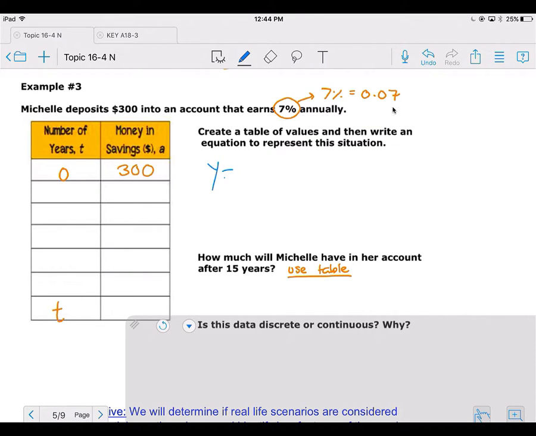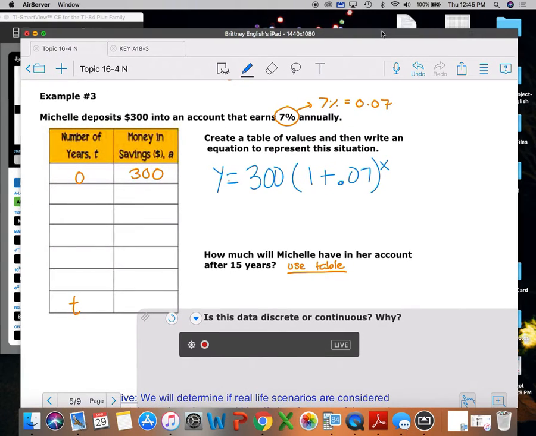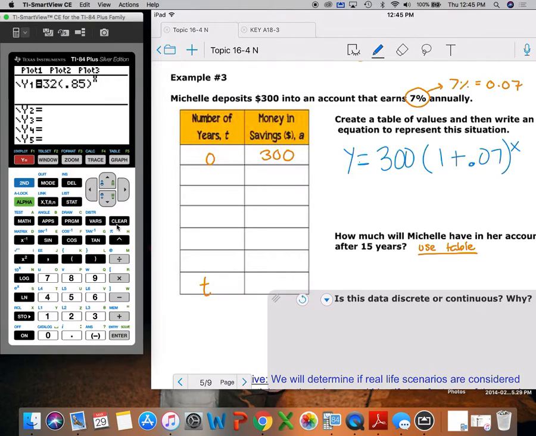Well, in order to write an equation, I need an initial starting value and a rate. Both of those things have been given to me, so I can go ahead and write my equation and use my equation to fill in the table. So, my equation is going to be $300 starting, times 1 plus my decimal of 0.07, raised to the x, or raised to the t. So I can plug this equation into y equals.